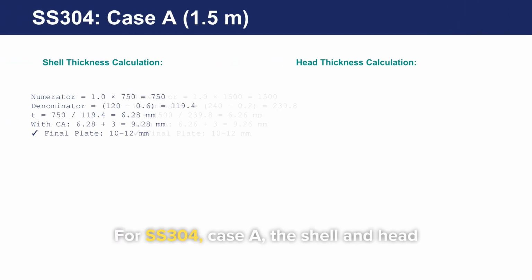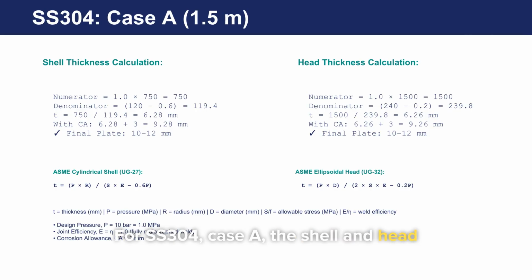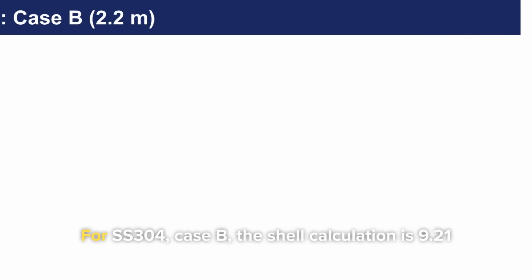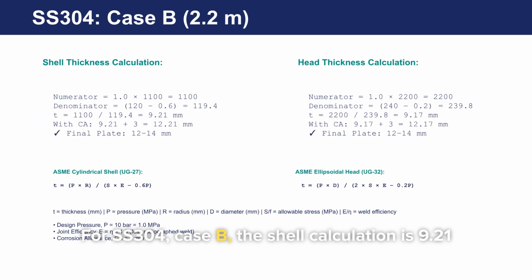For SS304, Case A, the shell and head calculations, including corrosion allowance, are approximately 9.28 and 9.26 millimeters, respectively. Both are rounded up to a final plate selection of 10 to 12 millimeters. For SS304, Case B, the shell calculation is 9.21 millimeters, and the head calculation is 9.17 millimeters. Including corrosion allowance, both round up to a final plate selection of 12 to 14 millimeters.